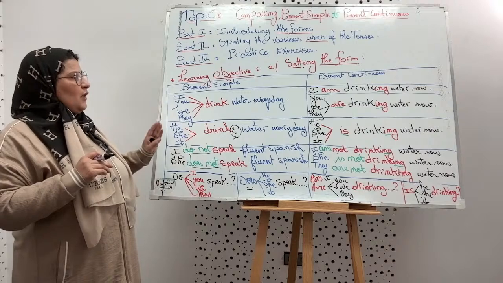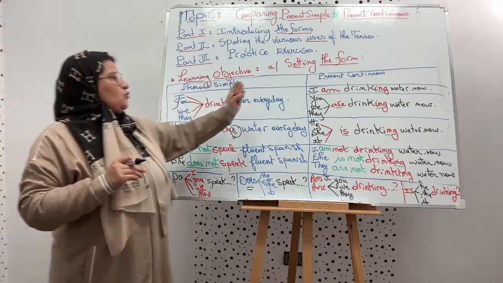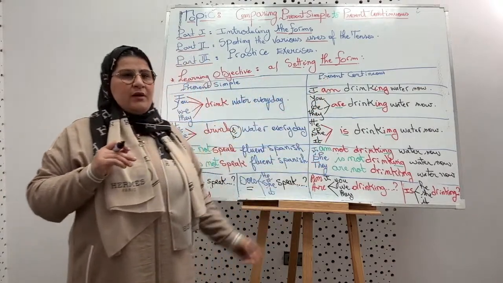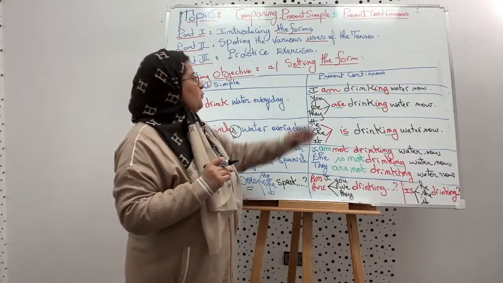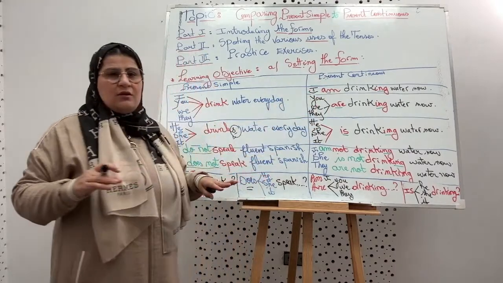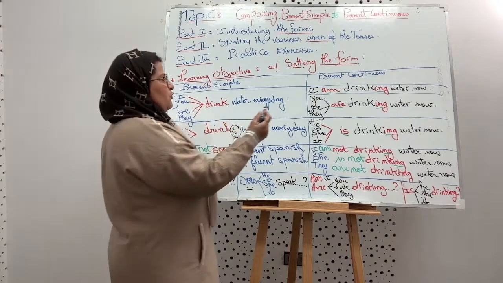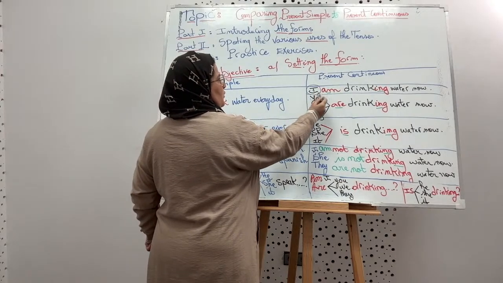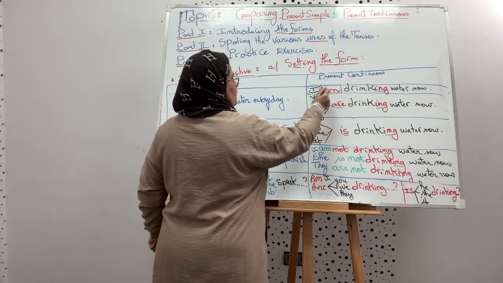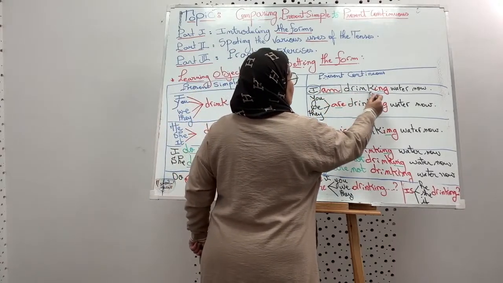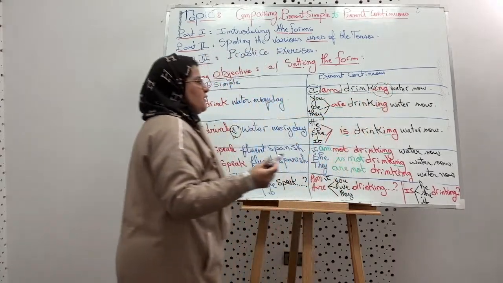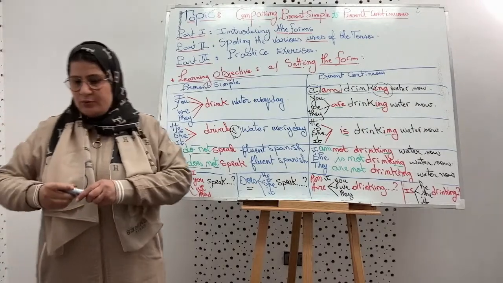Okay. Now let's compare the form to the present continuous. Now look at the present continuous. The present continuous is a tense that is composed of a subject pronoun plus auxiliary to be plus verb plus ing form plus complement. Look at the example.